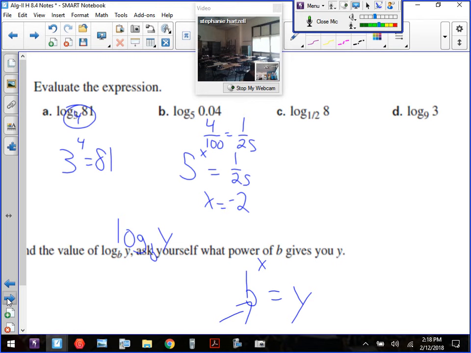Again, see how you're going from 1/2 to some power. It's going to give you 8. When you start with a base that has a fraction and you're going to a whole number, that means your exponent has to be negative. Same thing goes for if you start with a whole number and your answer is a fraction, it had to be negative. So 1/2 to what power generates 8? -3, very good.